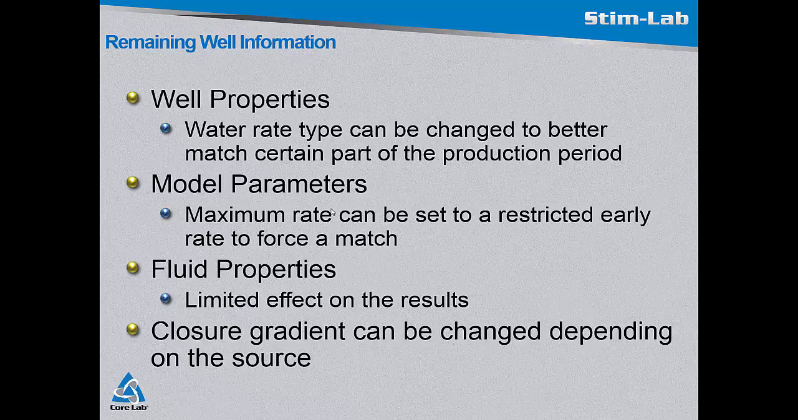Closure gradient is a bit more complicated. If the source is questionable, or just provides a general range, then it can be changed and will affect the proppant conductivity. Closure gradient estimated off of reservoir pressure or treatment fracture gradient would be a good example of this type of an estimate. Increased closure gradient will decrease conductivity and therefore decrease production.